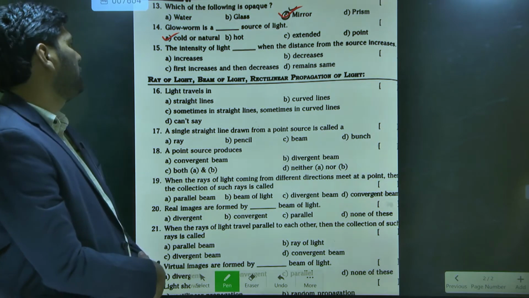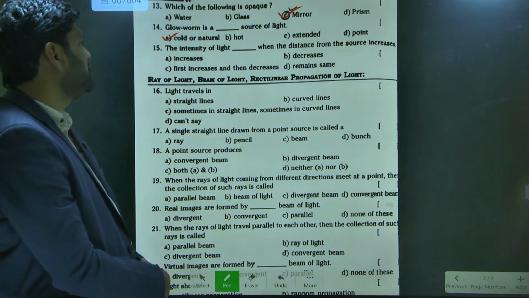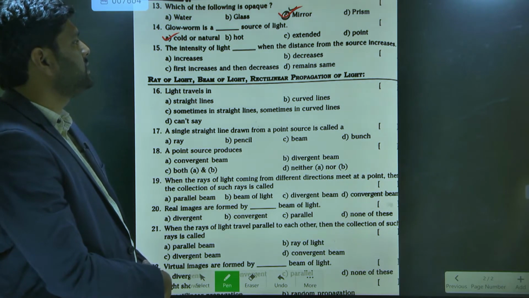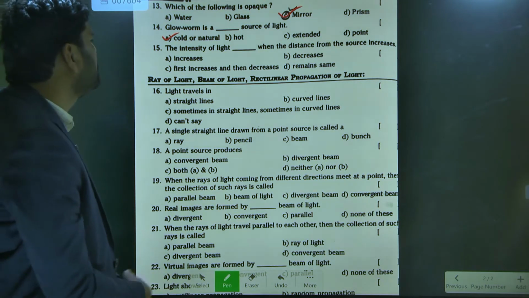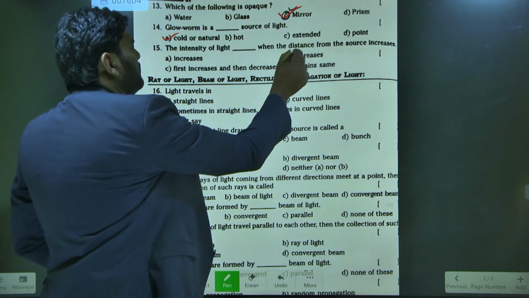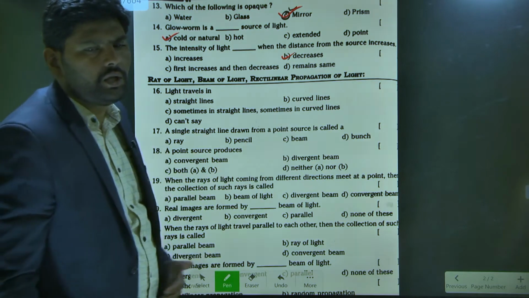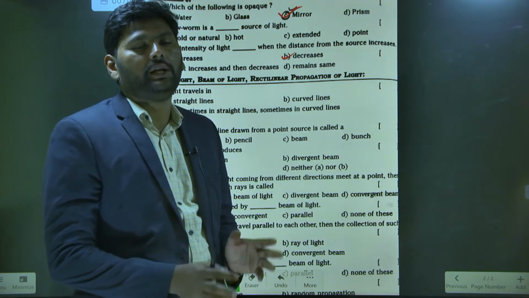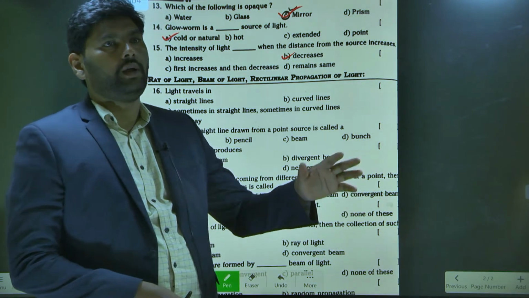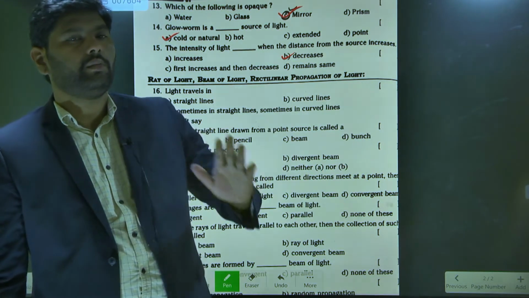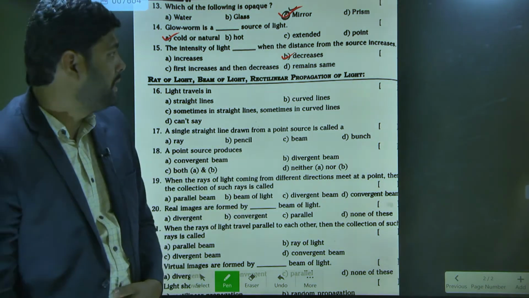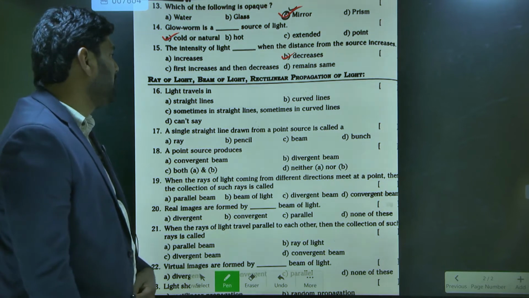The 15th question: the intensity of light dash when the distance from the source increases. Surely the intensity will decrease as we go away from the source. That is called dim. As we go away from the source of light, the light decreases and darkness increases. So our answer is B.